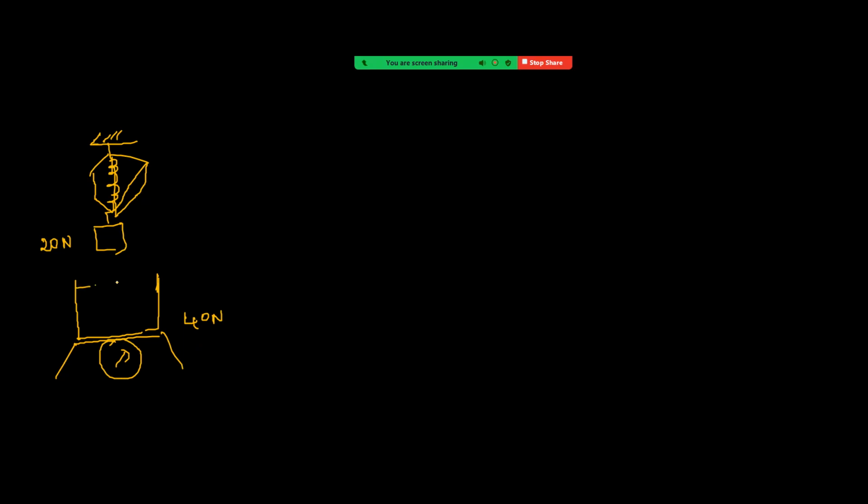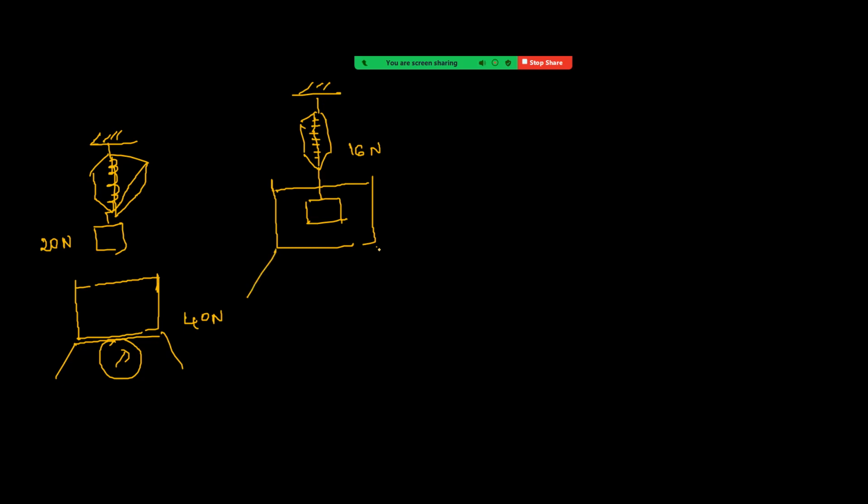So now what we are doing is, this block is now completely immersed in water. Then see what happens. When the block is completely inside, the reading of the spring balance becomes 16 newton. 16 means the force by the liquid on the block is opposed. So initially 20, now 16. That means the buoyancy force is now 4 newton.